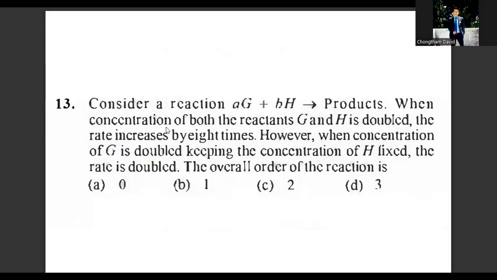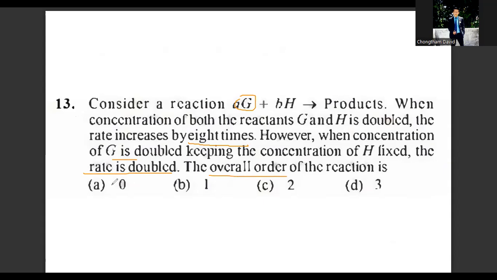Question number 13. Consider a reaction of G and H giving product. When the concentration of both reactants is doubled, the rate increases 8 times. Okay, it's interesting. Keep this point in mind. This will come in handy to calculate the question. But when the concentration of G is doubled, keeping the concentration of H fixed, the rate is doubled. So what is the overall order of the reaction?